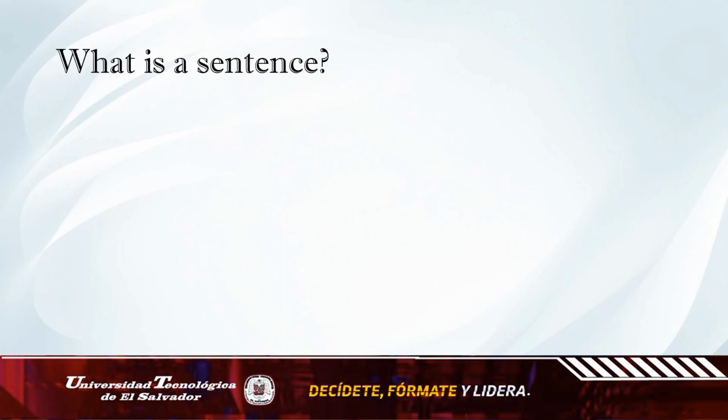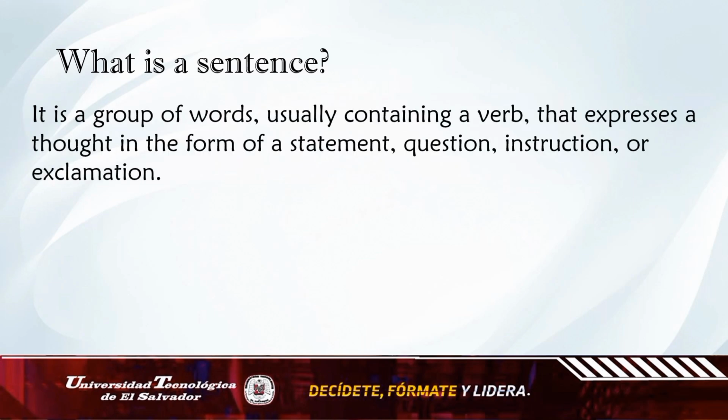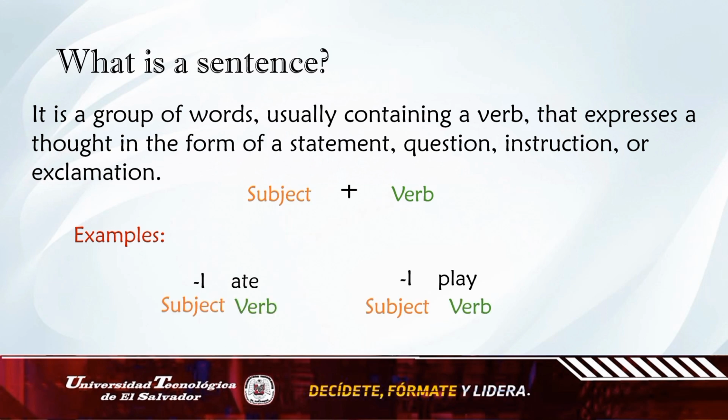The sentence, according to the Cambridge Dictionary, is a group of words, usually containing a verb, that expresses a thought in the form of a statement, question, instruction, or exclamation. The most basic sentence in English contains only a subject and a verb. Here are some examples. I ate. I play. As you can see, there is a subject and there is a verb in each basic sentence. It's simple, it doesn't get more difficult.